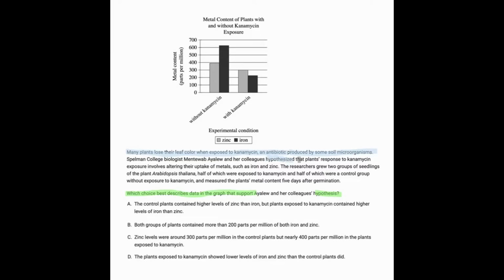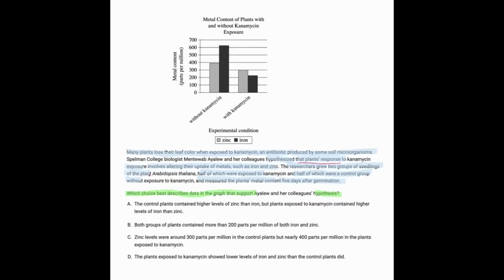These researchers hypothesize that plants' response to that chemical exposure involves altering their uptake of metals such as iron and zinc. The researchers grew two groups of seedlings of the plant, half of which were exposed to that chemical, and half which were a control group without exposure to the chemical, and measured the plant's metal content 5 days after germination. So, once again, what's the hypothesis?